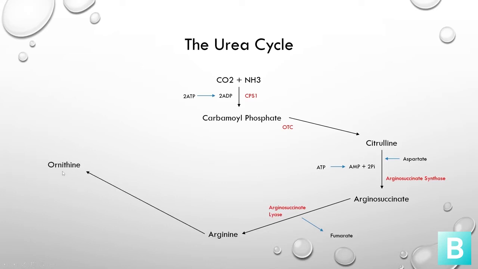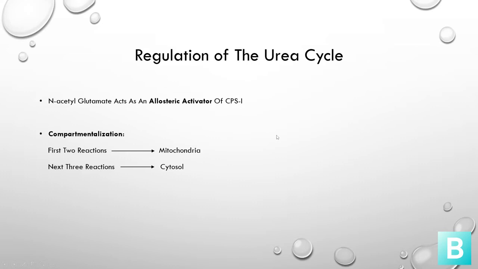Arginine then forms ornithine under the presence of the enzyme arginase. During this reaction, there is conversion of water molecule into urea, which is the product of the urea cycle. Ornithine then combines with carbamoyl phosphate under the presence of ornithine transcarbamylase to form citrulline, and the cycle goes on. So this is in short the cycle of the urea formation.